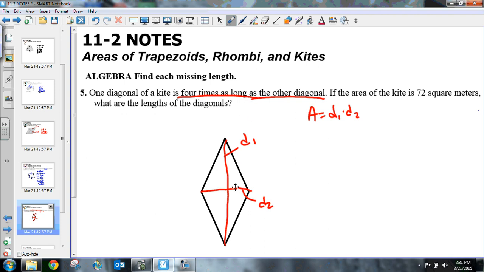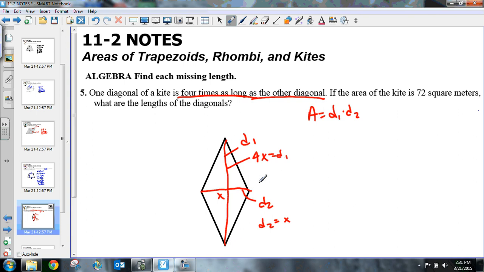Okay, but I'm going to call this diagonal here diagonal length x. So d sub 2, I'm going to label that as x. Now I'm going to call d sub 1, this is 4 times as long. I'm going to call this 4x, okay? And that's my d sub 1 value.